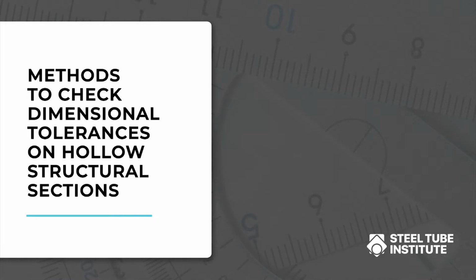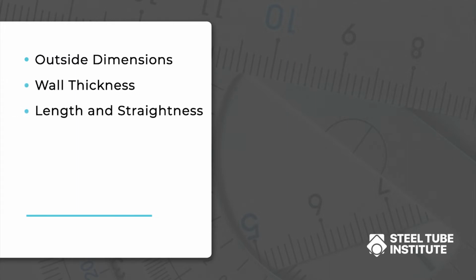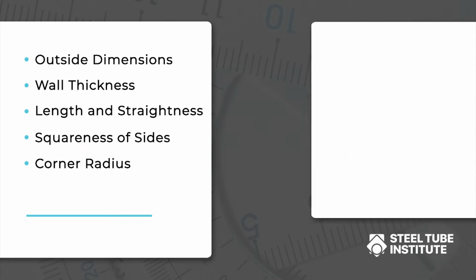Today, we will demonstrate how to take these measurements shown on this list: outside dimensions, wall thickness, length, straightness, squareness of sides, and corner radius. Due to the infrequency of twist-related issues, there will be no video demonstrating how to check for twist tolerance. In each video, you will see on the left-hand side a list of tools needed for each measurement, the main steps to perform the measurement as outlined in the STI tolerance document, and the ASTM A500 permissible tolerances listed.